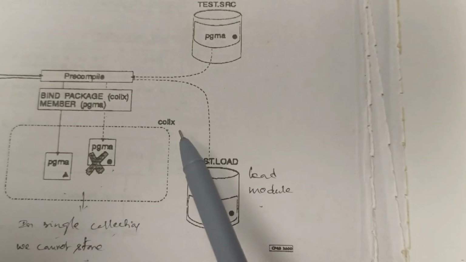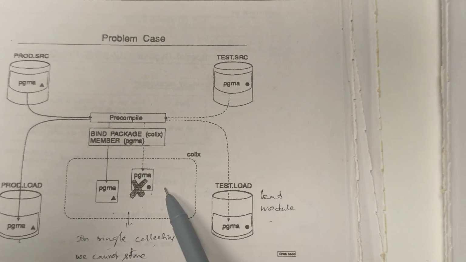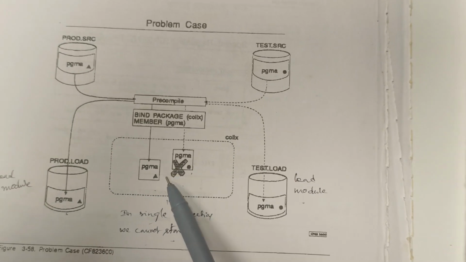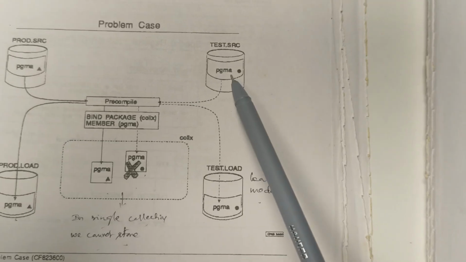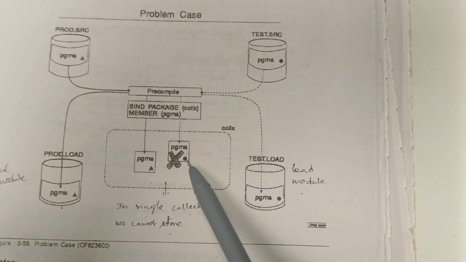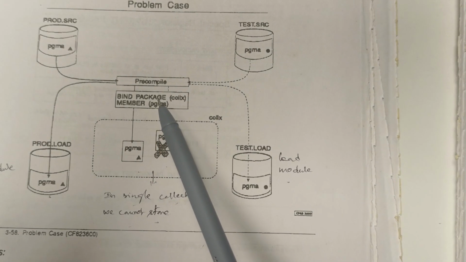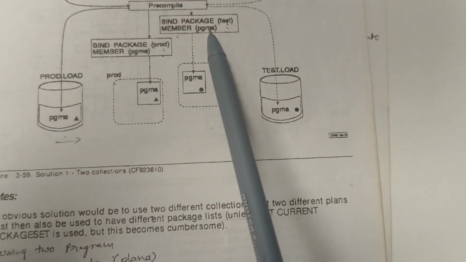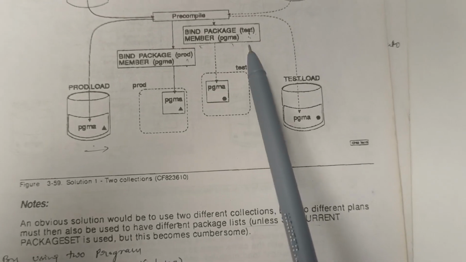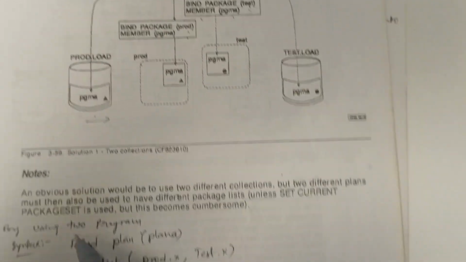But earlier I had given a single collection here. If you mention two versions of the program in the single collection, then whatever the latest version is, the production region version, will override here. The test region version of the program will not be taken. To overcome this, we have to mention two different collections, a test region collection and a production region collection. Then we can override. This is the solution for the previous problem.